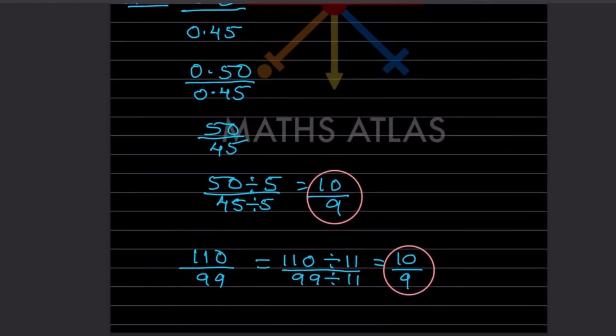Now we are going to simplify this 50 by 45. I divided it by 5. So what did you get? 50 divided by 5 is 10 and 45 divided by 5 is 9. So now this is 10 by 9.